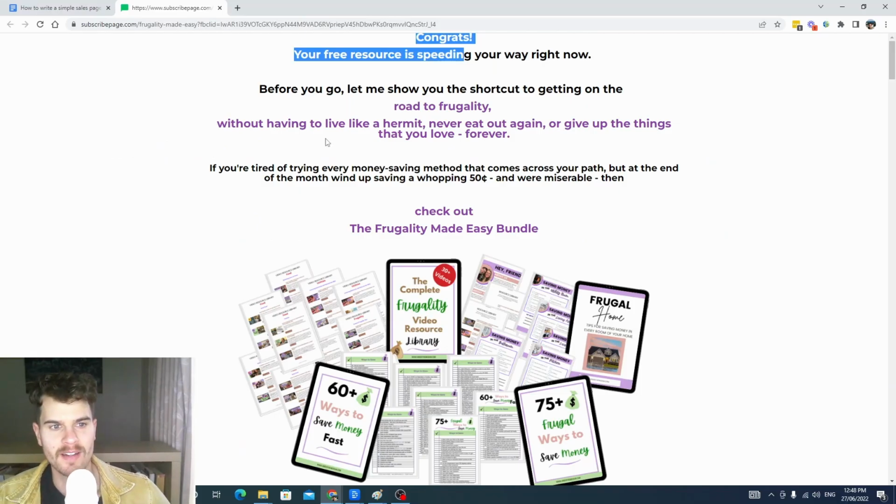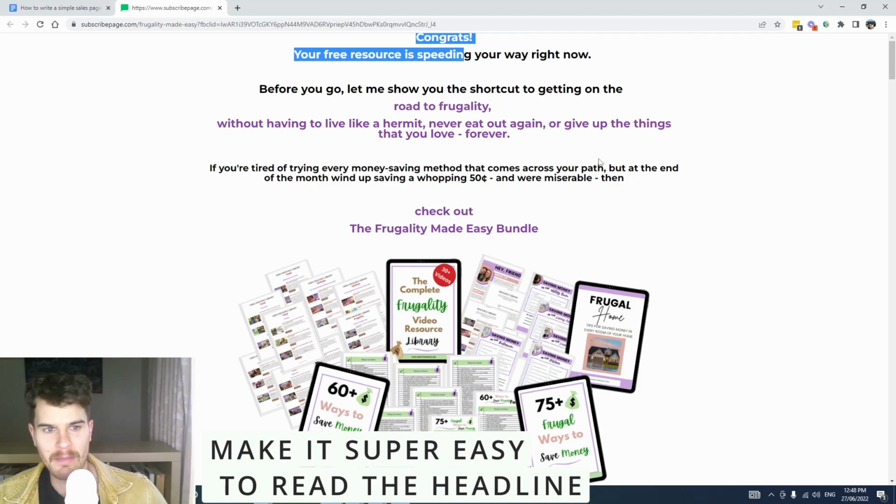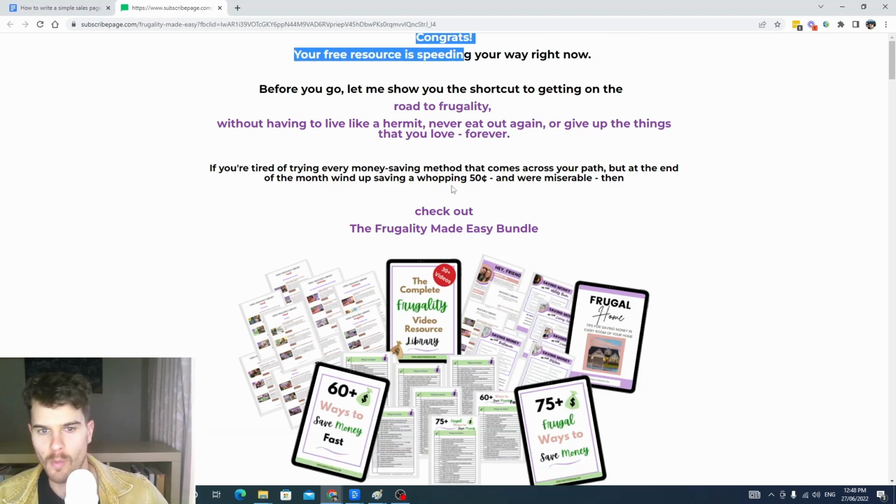If you're tired of trying every money-saving method that comes across your path, but at the end of the month wind up saving a whopping 50 cents and were miserable, then check out the Frugality Made Easy bundle.